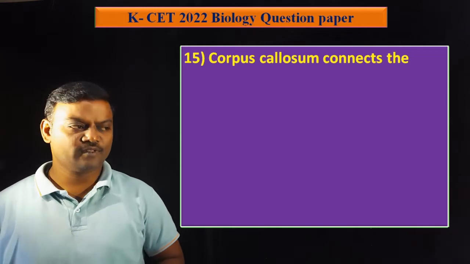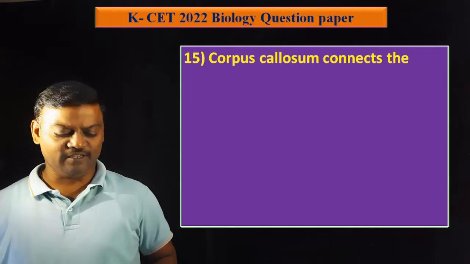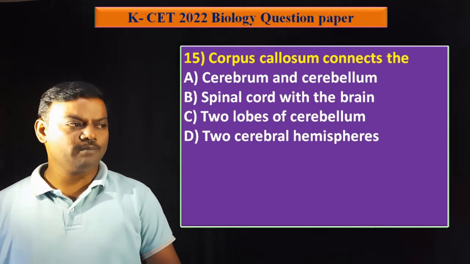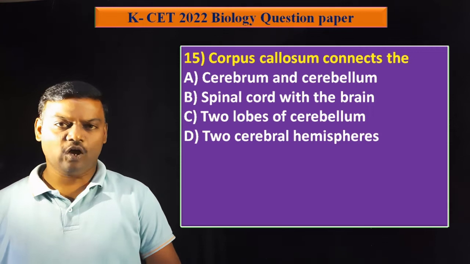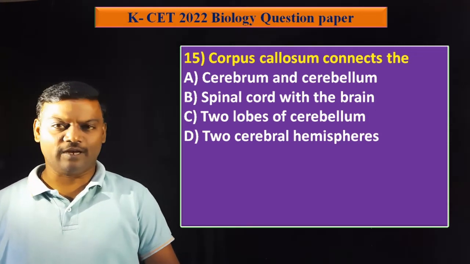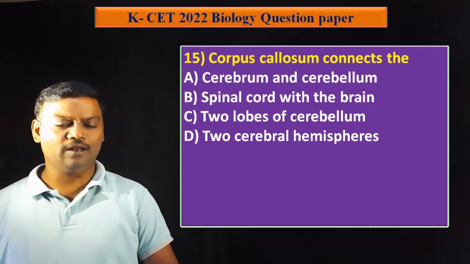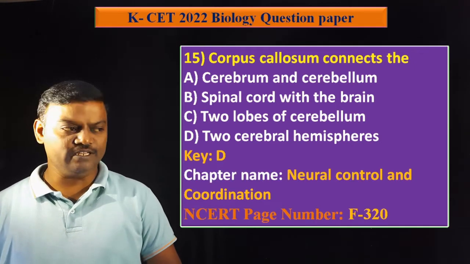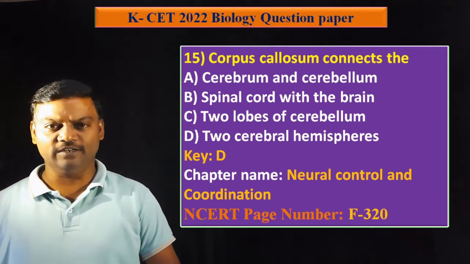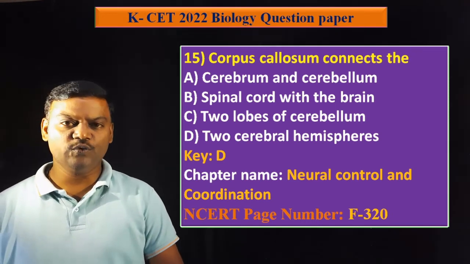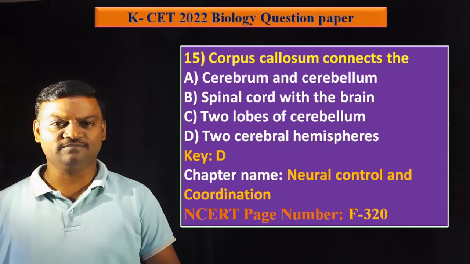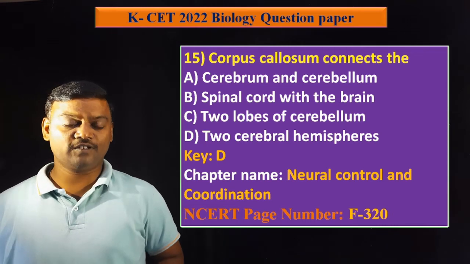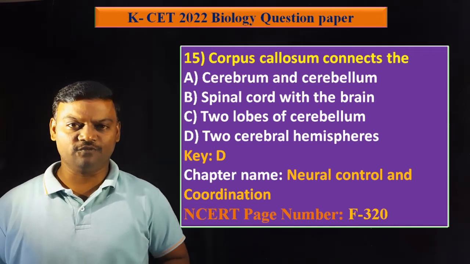Question number 15. So corpus callosum connects option A, cerebrum and cerebellum, option B, spinal cord with the brain, option C, two lobes of cerebellum, option D, two cerebral hemispheres. In this, the correct answer is option D, the two cerebral hemispheres. It is a question from Neural Control and Coordination, NCERT page number 320. So these are the first 15 questions asked from first year.